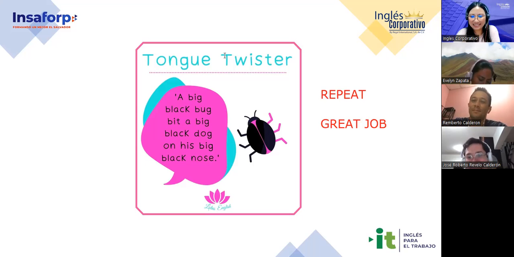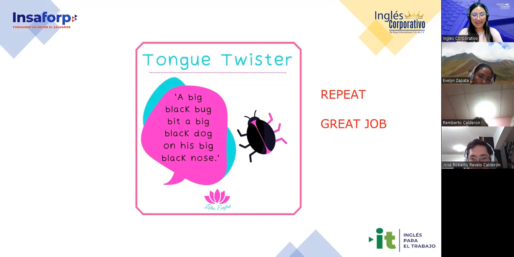Next one. Let me see who's the next one. Gilberto, please. And then Salvador. Go, please, Gilberto. A big black dog with a big black dog on his big black nose. Second time. Go, please. A big black dog with a big black dog on his big black nose. All right, class. Is it repeat or do we say great job?